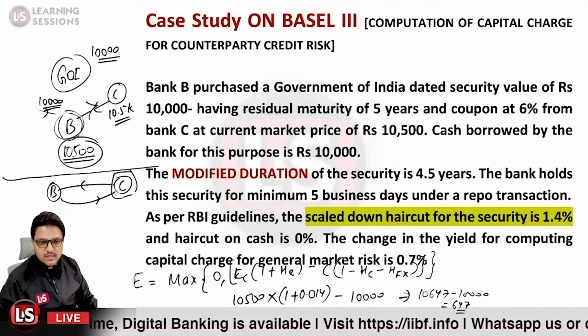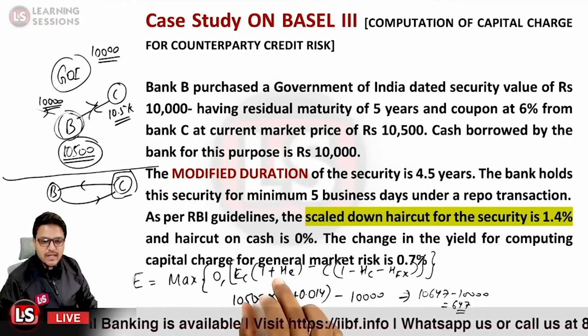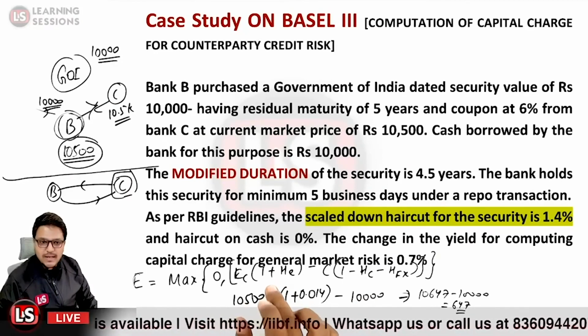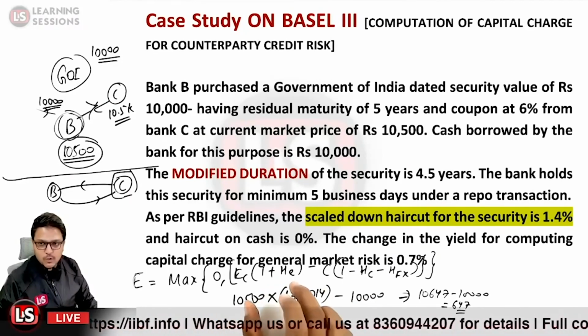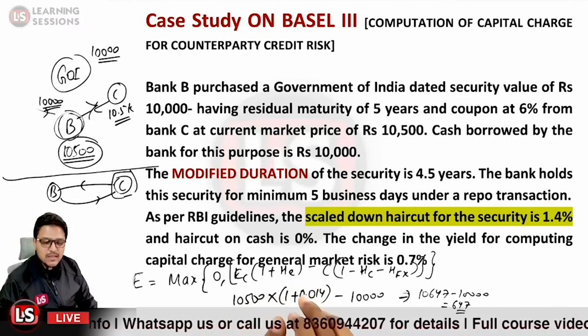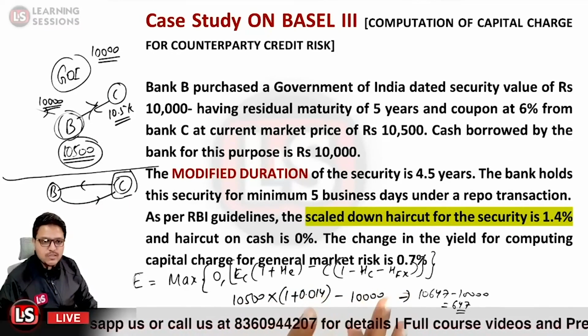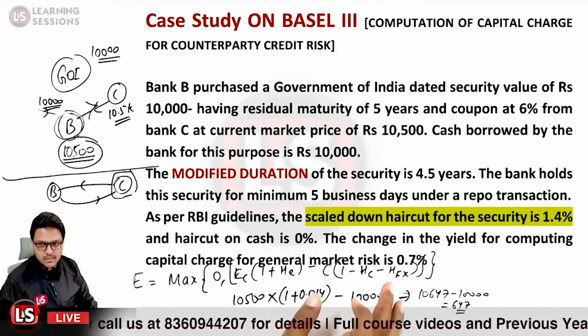So there are two terms in the exposure formula. One is related to the current exposure, and the haircut that would be added to the current exposure value. And further, there is a haircut related to the collateral that is to be subtracted from the value of the collateral itself. Okay.